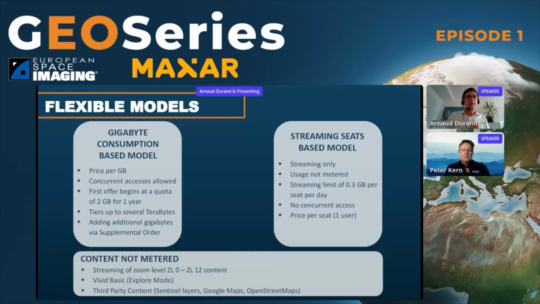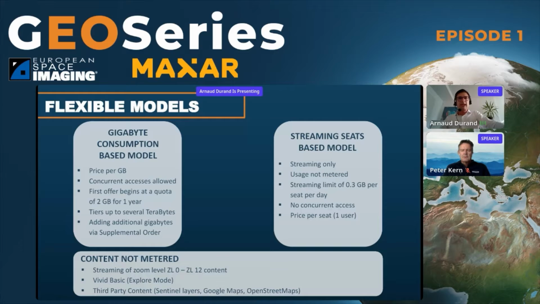With one account, concurrent accesses are allowed, so multiple users can log in at the same time and they can use the service, and the quota is consumed when they use the service. The quota is central and shared between the users. The first offer begins at 2 gigabytes for 1 year, and there are different tiers to cover very large usage. It is also possible to add more gigabyte during the duration of the contract if the initial purchase was not enough.